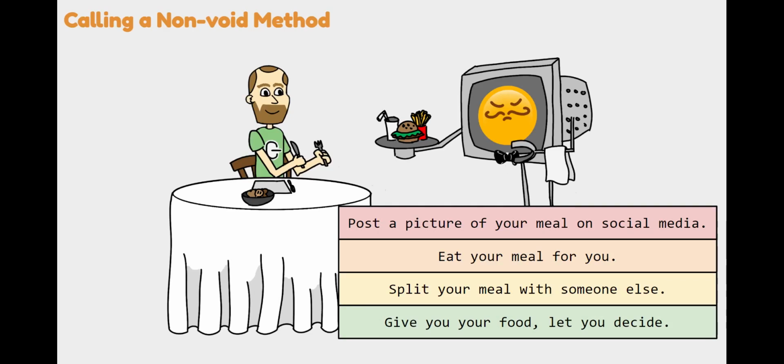It doesn't seem like too confusing of a choice, right? You want the waiter to just bring you your food and you will decide what you want to do with that food. If you want to post a picture of it, you can do it. If you want to split it with somebody, you can do that as well. The only confusing thing is what is Mr. G going to do with that fork and that knife? It's a veggie burger and fries.